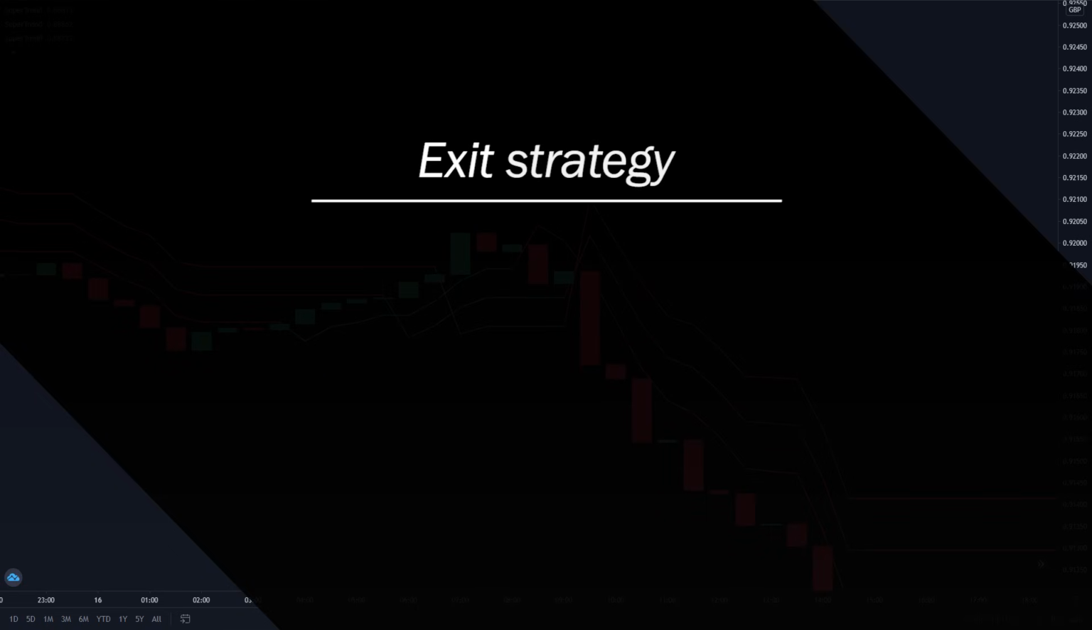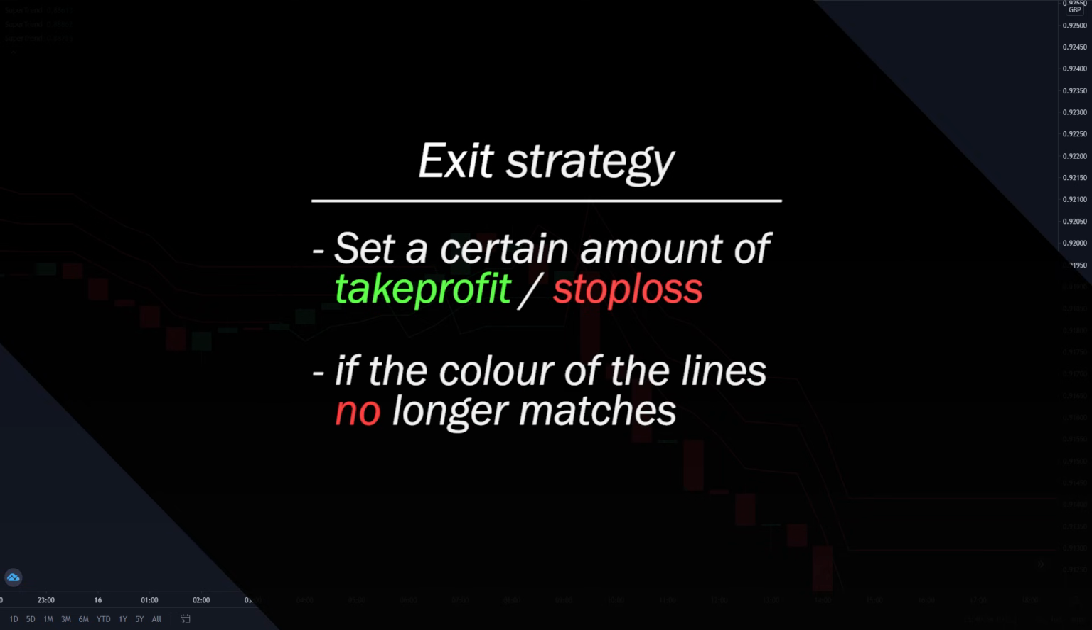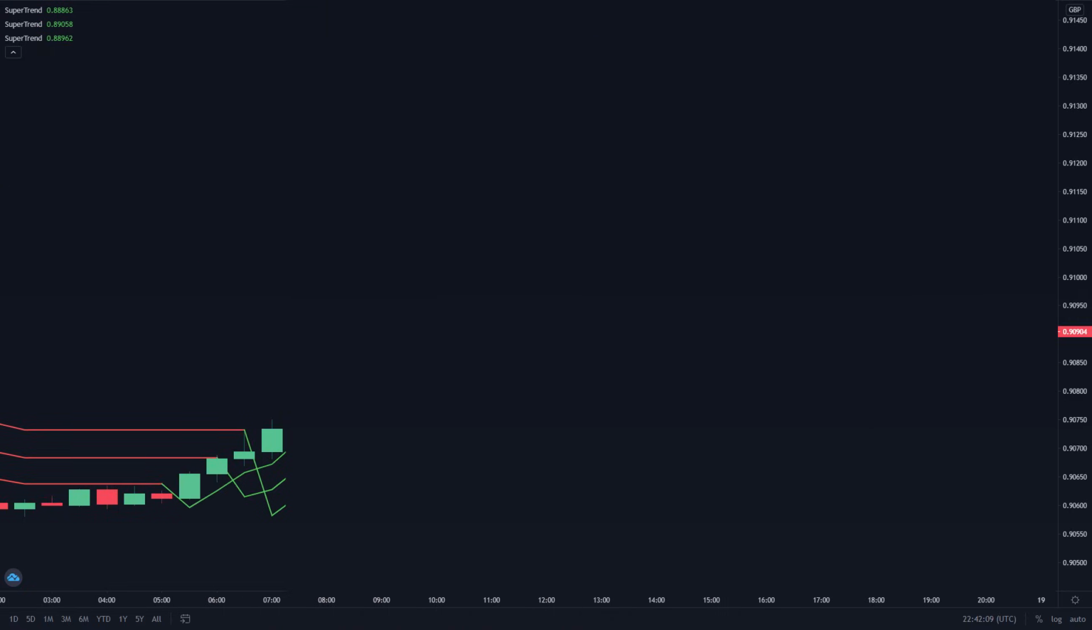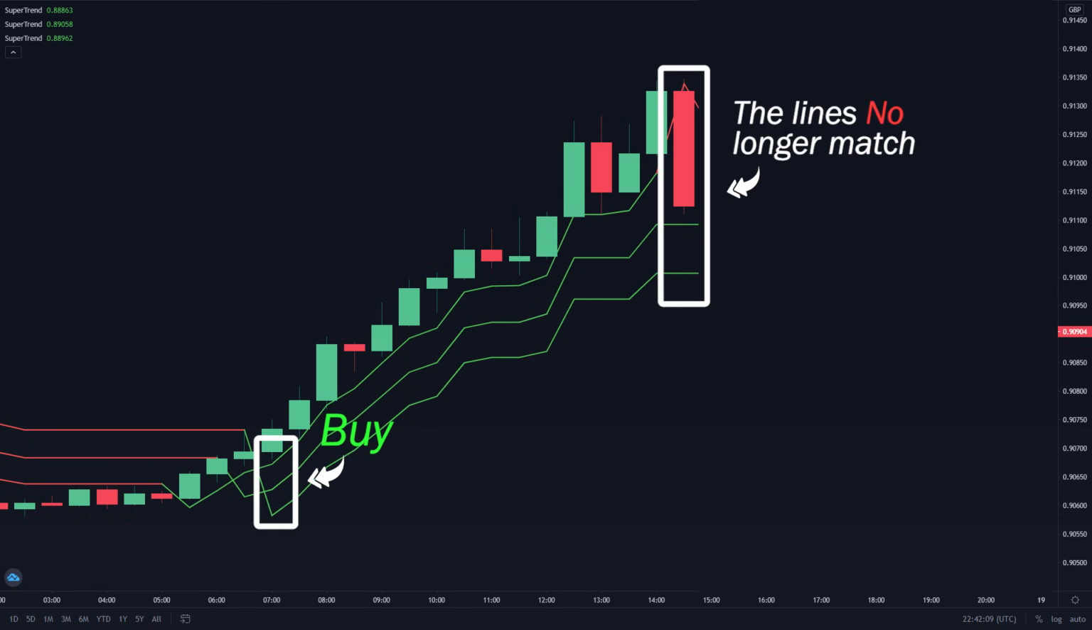For our exit signal, there's actually a lot of ways you can do this. The first one is to set a take profit or stop loss, so you close your position if your trade reaches a certain amount of profit or loss. Another way is if the colors of the lines no longer match. Like in this example, we can see that the lines are all green, so you take a buy position. Next, you can see that one of the lines switches to a red color. Now that the lines no longer match, this is where you want to close your buy position.